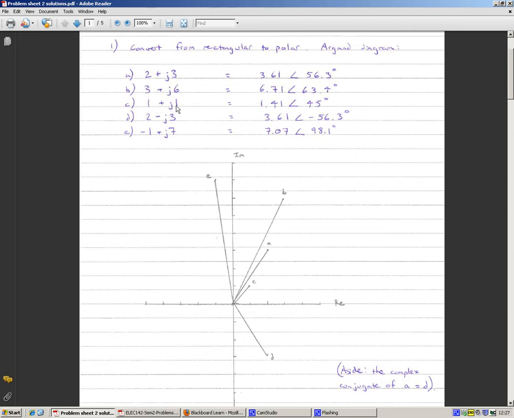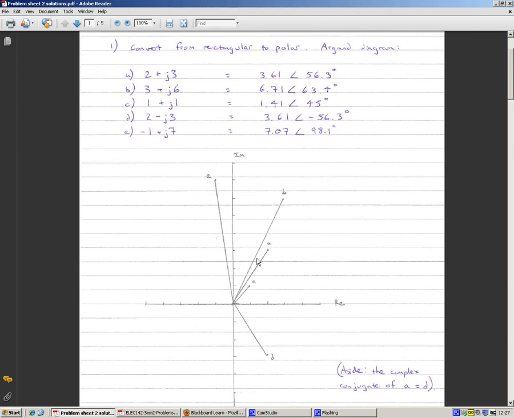These are all, the top 3 are quite straightforward. Then we've got part D, which is 2 minus j3, so obviously this is going to go in a different direction here. So here's part D down here. So it's negative j, so we've gone this way. And E is actually minus 1, positive 7, so that's in this quadrant over here.